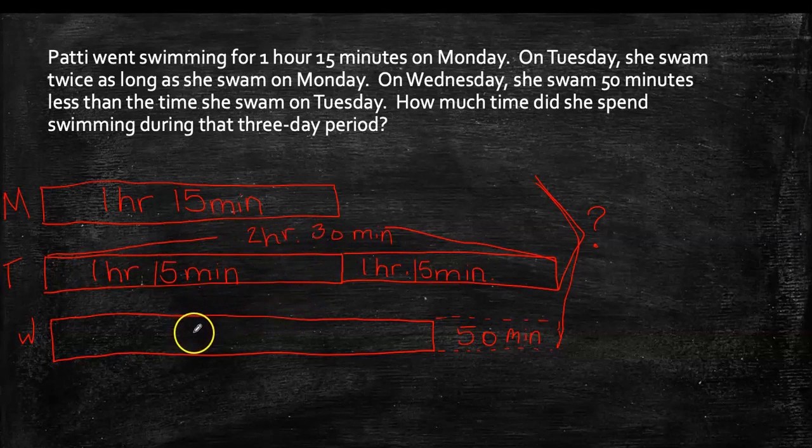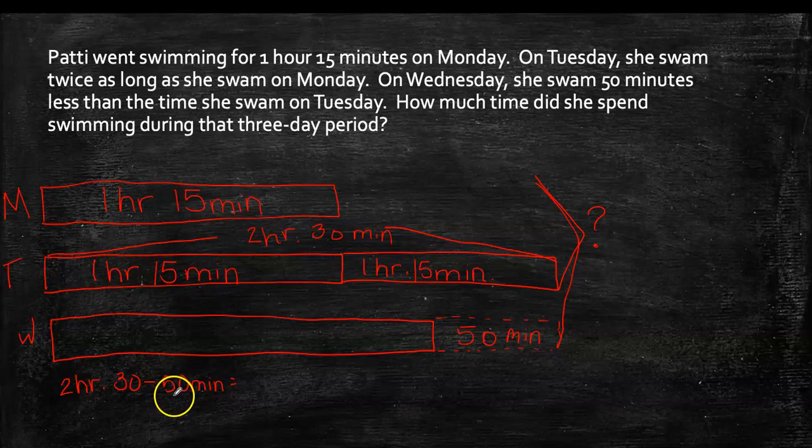I need to know how much did she swim on Wednesday. Well, she swam 2 hours, 30 minutes on Tuesday, but she did 50 minutes less on Wednesday. So now what do I need to do? Yes, I need to subtract. So we're going to get a little creative here. We're going to do it right here. 2 hours, 30 minutes minus the 50 minutes.